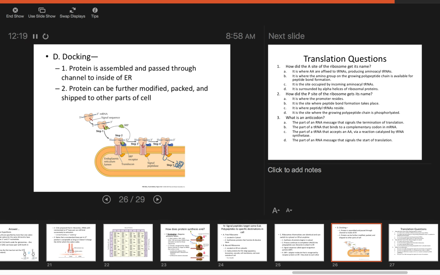Now it's only prokaryotes, right? No, do prokaryotes have ER? I thought you said the SRP only happens. No, that's SRB, or the S. RBS. RBS, thank you. That's the RBS. And this is the SRP.